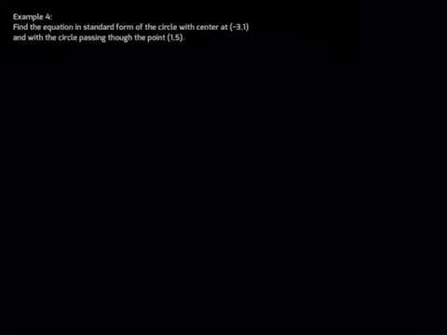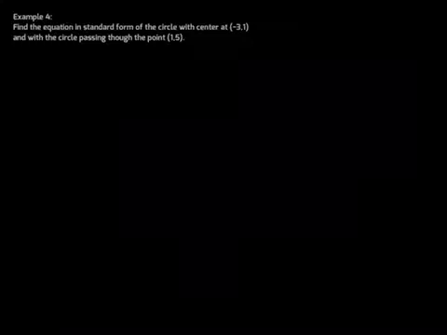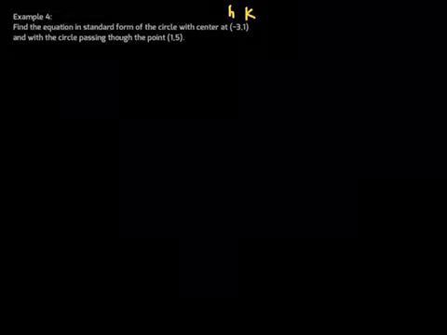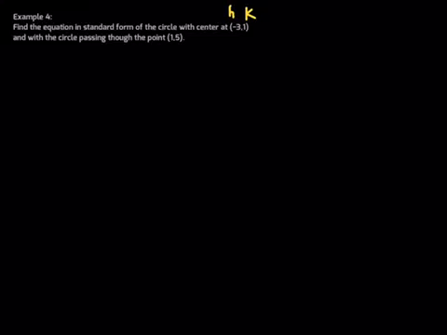Look at this one. Find the equation in standard form, of course, of the circle with center negative 3, 1. Let's stop right there. If they gave us a center, then that means negative 3 is my h value and 1 is my k value. And the circle passes through the point 1, 5. Now, 1, 5 is not your center. They were really clear about what your center is, right? This point right here is just a random point that your circle goes through.